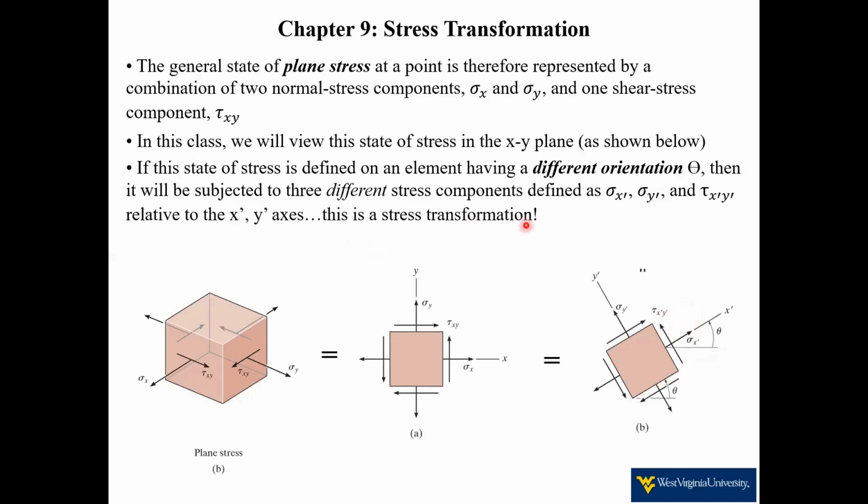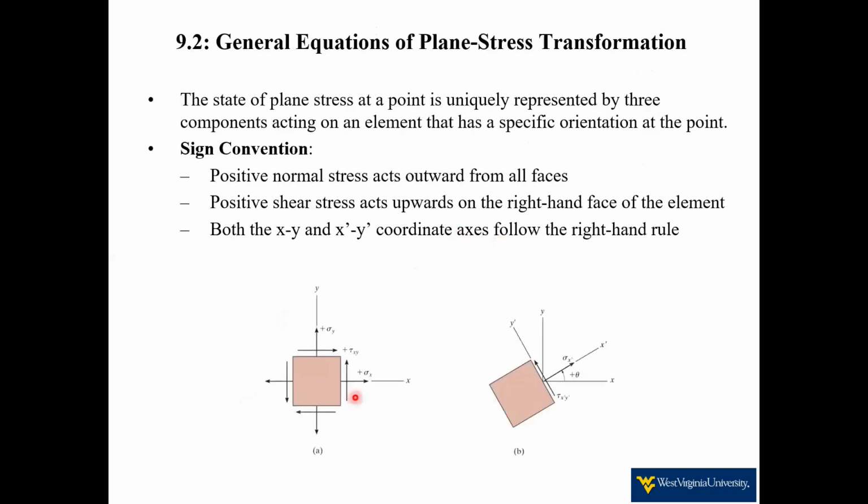This is a stress transformation. This is the basis for what we're going to do throughout Chapter 9, and it's the final piece of the puzzle for our standard stress analysis in this class. So again, we have our 2D stress element. Now we need to talk about the sign conventions for everything.